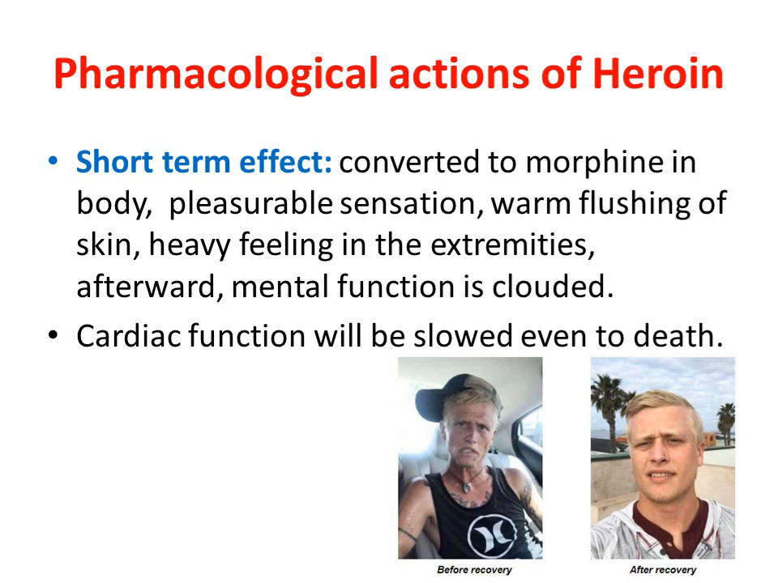Pharmacological action of heroin is similar to that of morphine but much stronger. It is converted to morphine in the body. It causes a pleasurable sensation, warm flushing of skin, a heavy feeling in the extremities, and afterward the mental function is clouded. Cardiac function will be slowed and even lead to death. And here I'm showing a picture of someone who was addicted to heroin, and after recovery we see that he has a completely different shape. The man below, this picture was before, when he was addicted, and after he recovered you notice the severe effect of heroin on him.